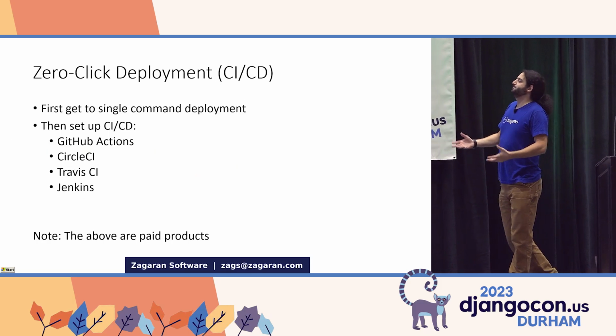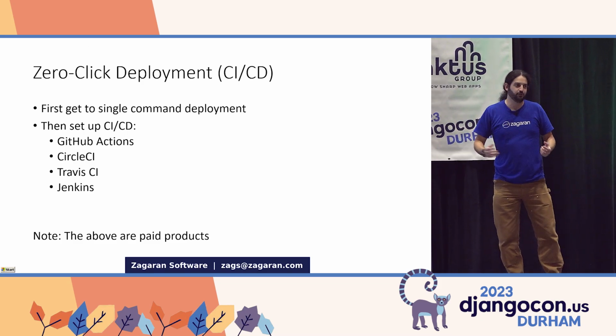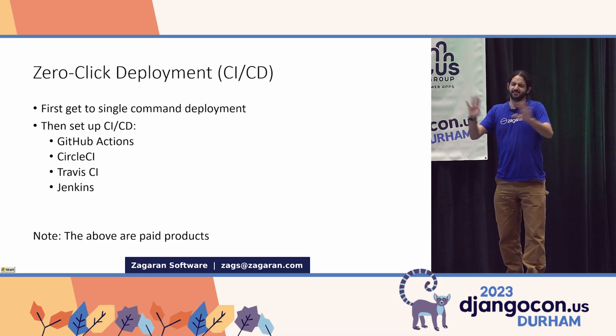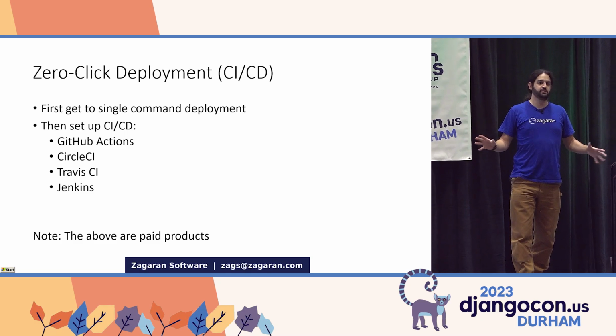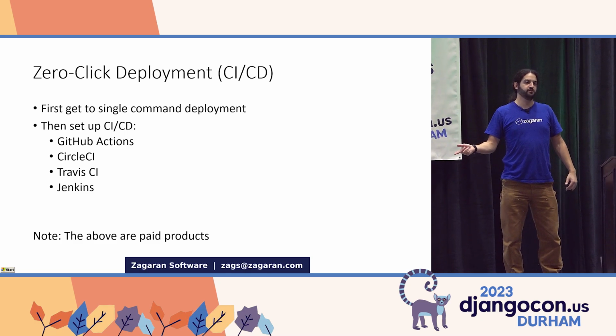Now we've talked about automation. The pinnacle of automation is the zero-click deployment, continuous deployment. Zero-click is a lie. You still click something, it's just merge rather than deploy.